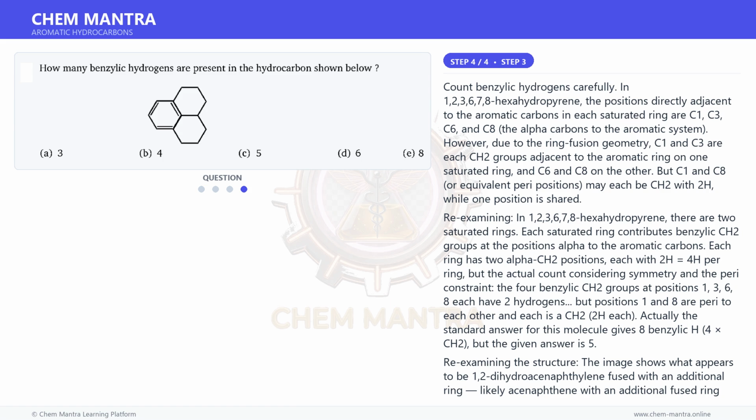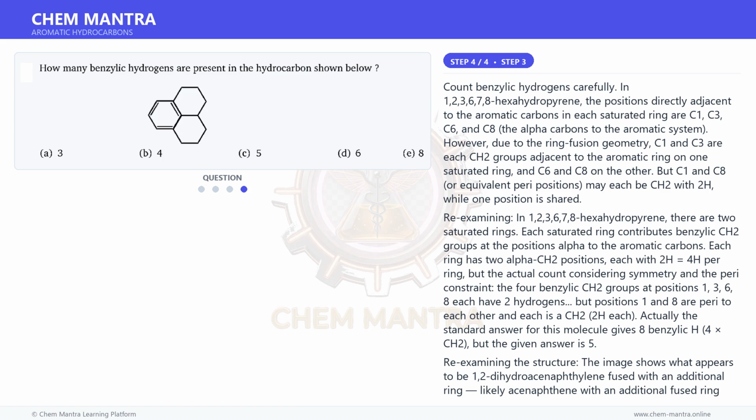However, due to the ring fusion geometry, C1 and C3 are each CH2 groups adjacent to the aromatic ring on one saturated ring and C6 and C8 on the other. But C1 and C8, or equivalent peri positions, may each be CH2 with 2H while one position is shared. Re-examining in 1, 2, 3, 6, 7, 8 hexahydropyrene, there are 2 saturated rings. Each saturated ring contributes benzylic CH2 groups at the positions alpha to the aromatic carbons.